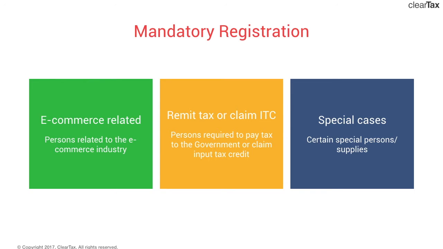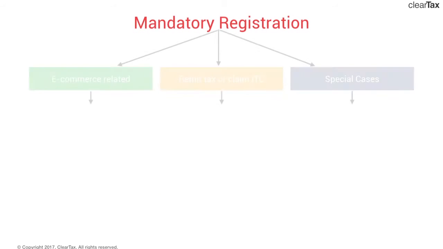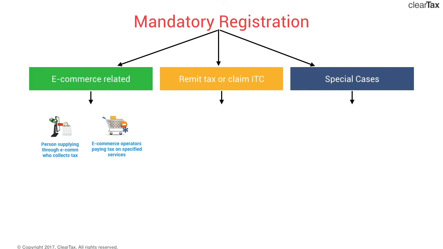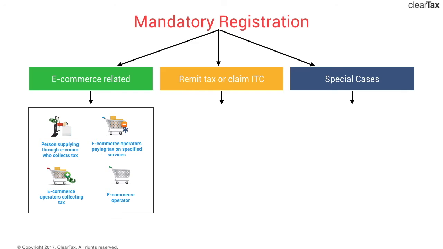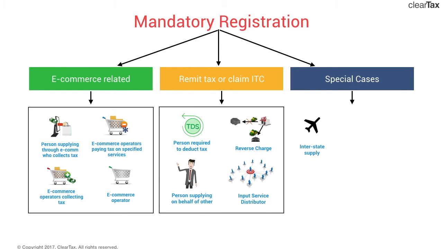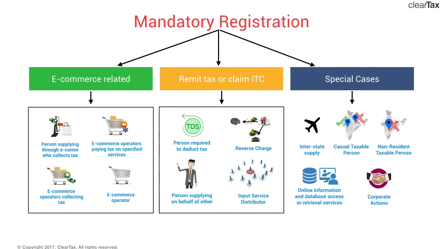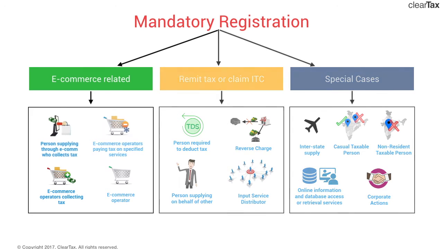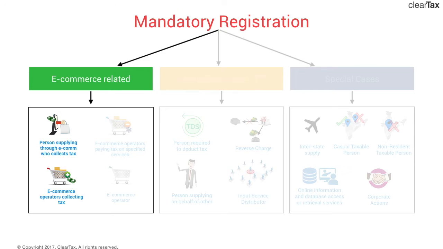Now let's classify our 13 subcategories into these. You have 4 persons under e-commerce related, 4 under remit tax or claim ITC, and the remaining 5 under special cases. We'll check each of these one by one. In the remaining of this video, we are going to concentrate on the first category of e-commerce related. So you have the first 2 persons under this.